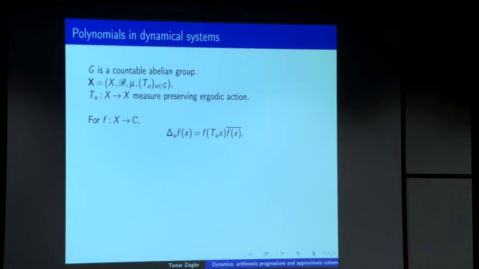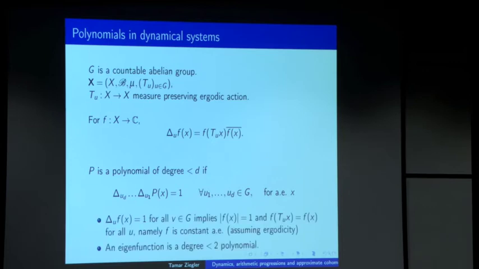So suppose you have a function f from x to the complex numbers. You can define what its derivative would be. You can take the derivative in direction u in your group: you'd look at f of T_u x times f of x bar. And you would say that p is a polynomial in your dynamical system of degree smaller than d if, when you successively differentiate many times, in all directions u1 through ud, you get 1 for almost every x. Okay? So here are examples.